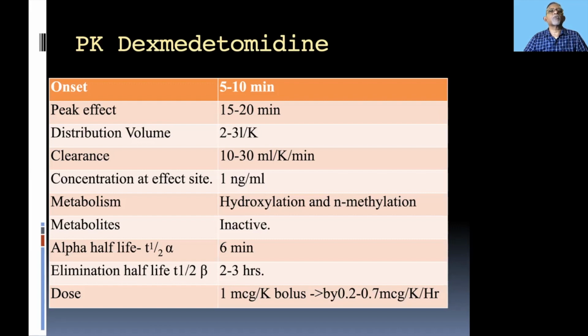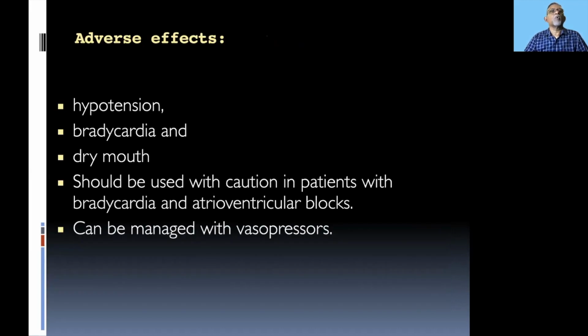It can be used as a sole anesthetic agent. Dose is 1 microgram per kilogram for induction, followed by 0.2 to 0.7 microgram per kilogram per hour for maintenance. The most frequent adverse effects include hypotension and bradycardia caused by rapid bolus administration. It should be used with caution in patients with bradycardia and atrioventricular blocks, and can be managed with adrenergic agents.